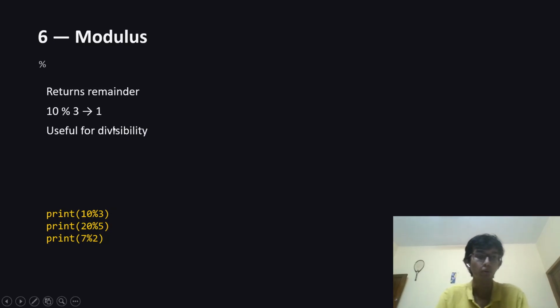We have three lines of code doing three modulus operations. 10 divided by 3 will give you a remainder of 1. The output won't be the answer of 10 divided by 3, because the modulus operator only gives you the remainder. 20 divided by 5 will give you a remainder of 0, and 7 divided by 2 will give you a remainder of 1. So this is what is being used here.